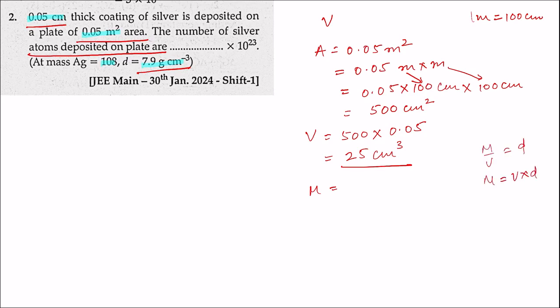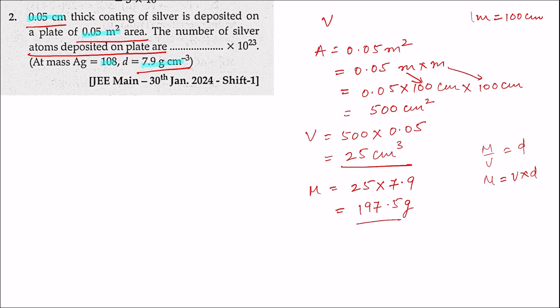volume into density. So mass of silver will be equal to 25 into the density of silver, that is 7.9 gram per centimeter cube. This is equal to 197.5 gram. This is the mass of silver.